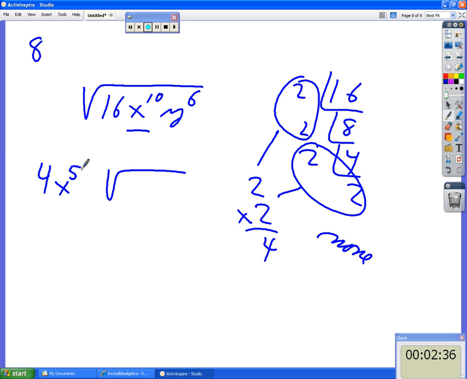Take the y's. I have 6 y's. If I have 6 of them, how many pairs do I have? 3. How many y's are left inside? None. There is nothing left inside. Everything came outside, so I don't need this radical sign at all, and my answer is right there. 4x to the 5th, y to the 3rd. And that is problem number 8. I'm going to stop the ticker.